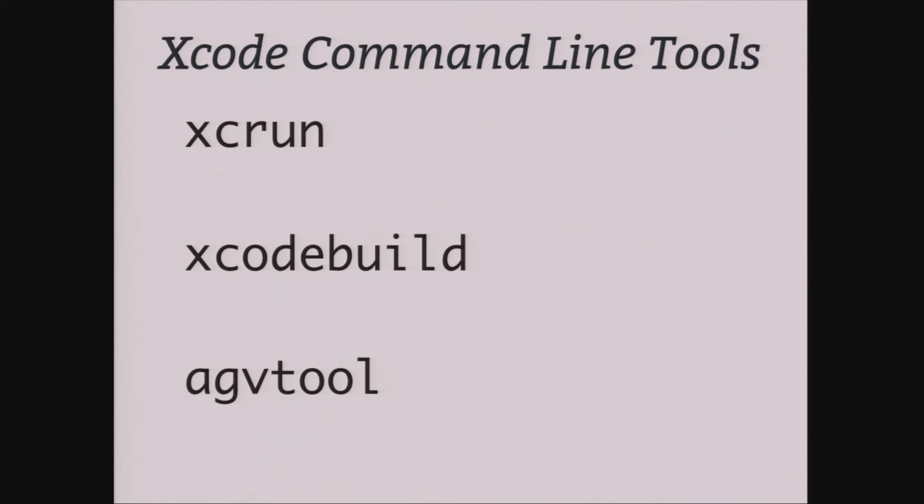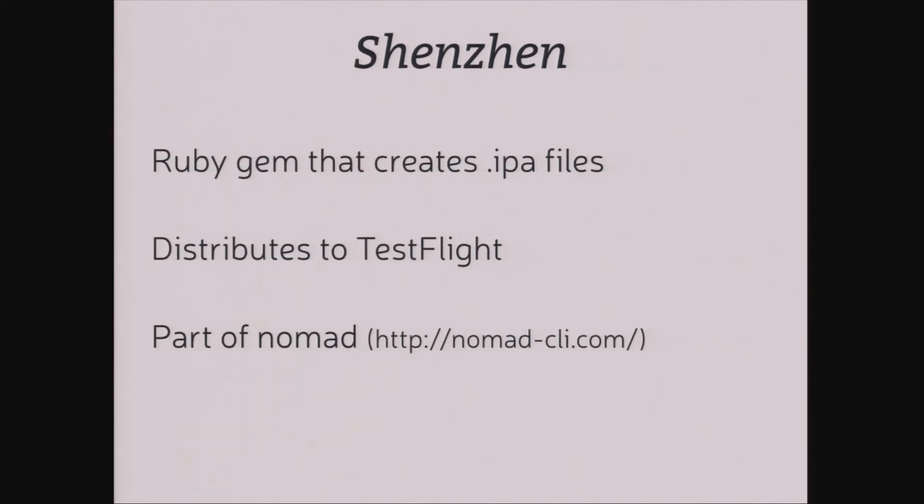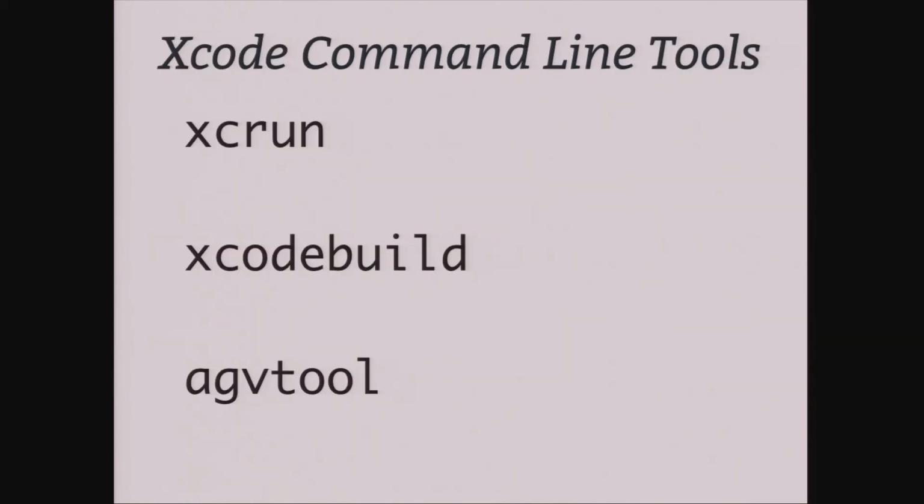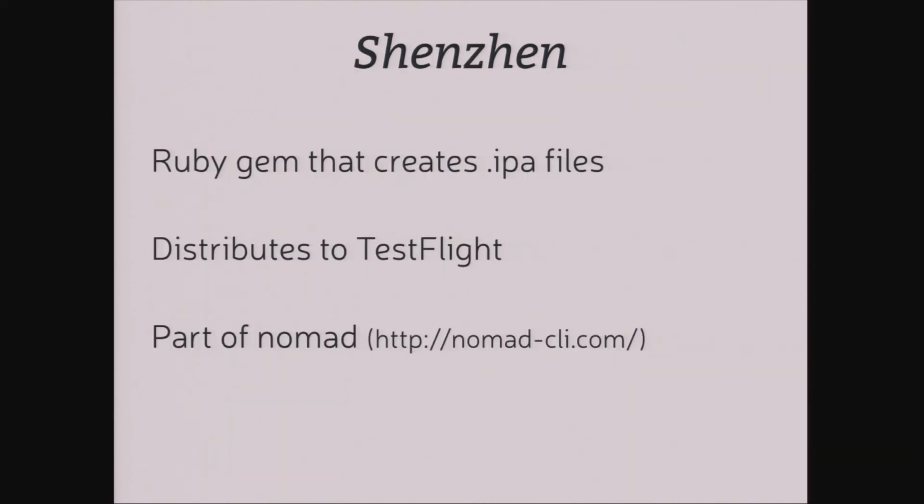To be honest, whenever I saw these and tried to use them, they were super intimidating. I think the first time that I got it set up, we left it that way, and we haven't touched them since. Mostly because we use a tool called Shenzhen, which is a Ruby gem that creates IPA files. What this does is it wraps these Xcode command line tools. So you can use Shenzhen, and it's a pretty nice layer on top of these Xcode command line tools. And it also has an interface to distribute straight to TestFlight.